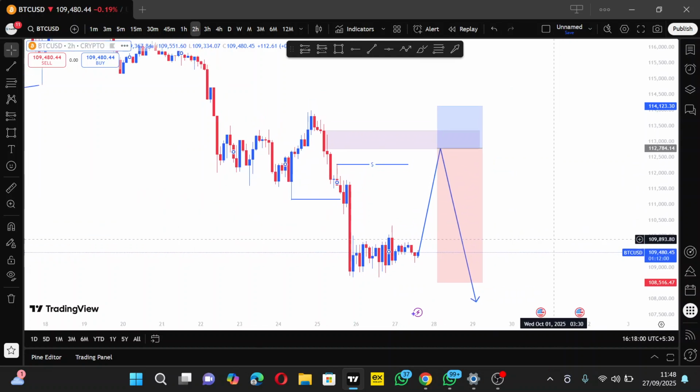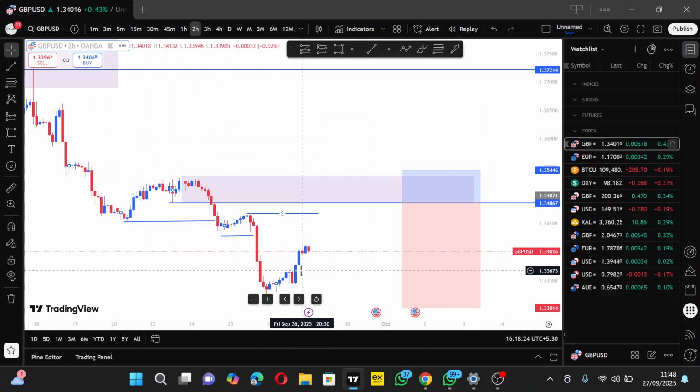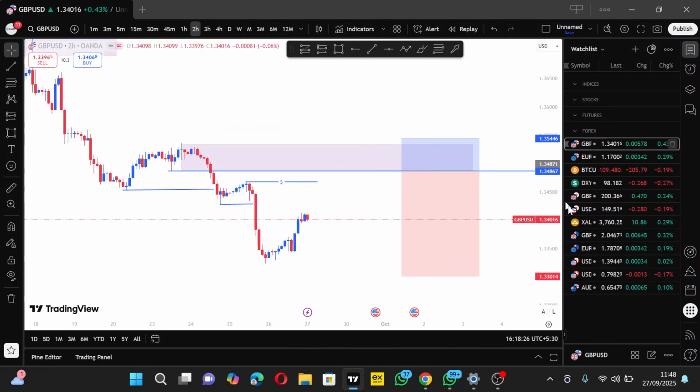If you observe, you will see that Bitcoin, GBP USD, Euro USD, they're all moving the same kind of way. The reason being that USD pairs, they are the quotes of those currencies. So now we are expecting buys for BTC USD to tap here before a sell. The same thing with GBP USD. We are expecting these buys to tap this area before we sell.